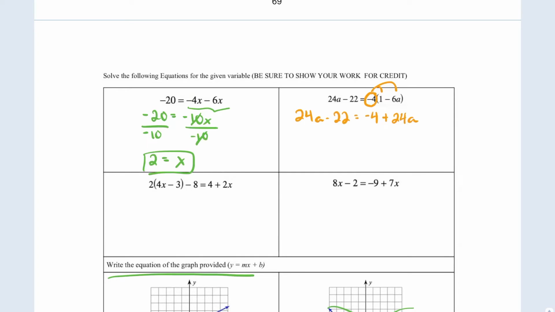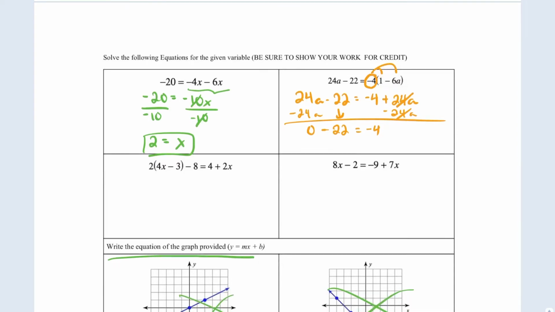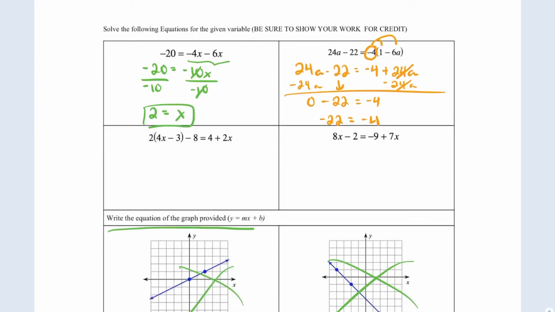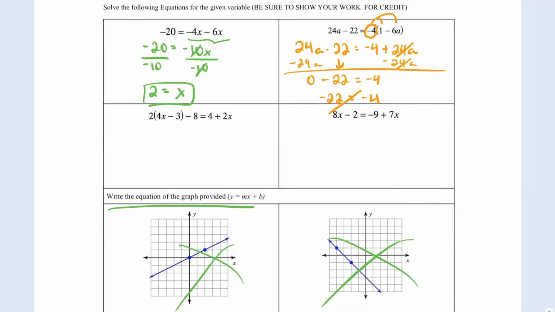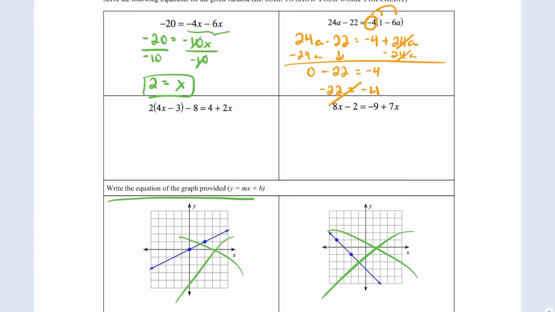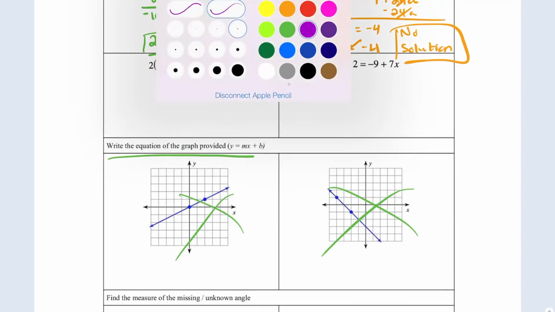So I like to get my variables on one side of the equal sign. So I'm going to subtract 24a. And you might be saying, oh my goodness, because now I have 0 a's. But I'm just going to continue solving like normal. 0 minus 22 is equal to negative 4, because these cancel each other out. And 0 minus 22 is just negative 22, and that is equal to negative 4. I think not. This is not true. So what we say here, whenever you have an equation that is not true, you're going to say no solution. All right, let's keep going.